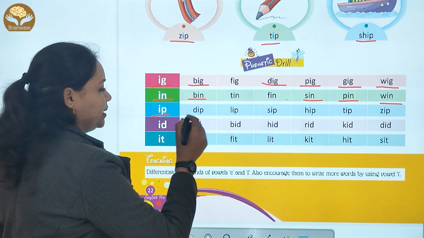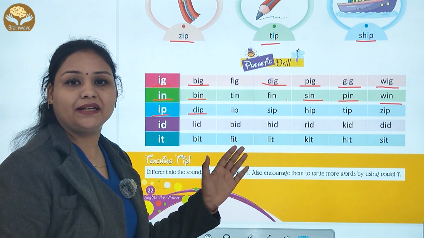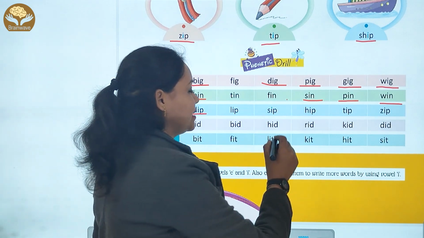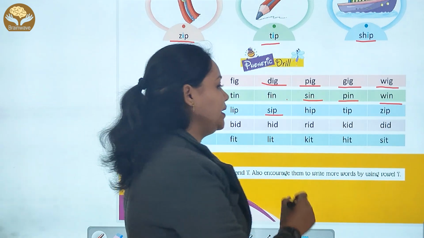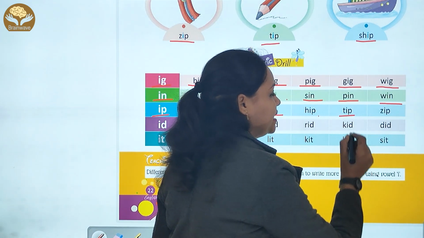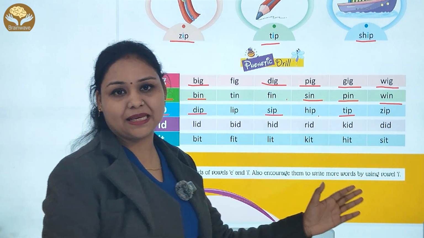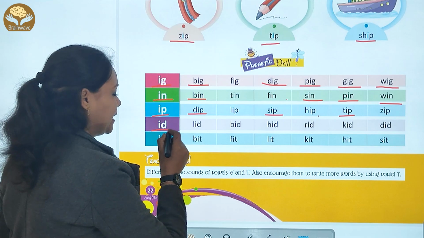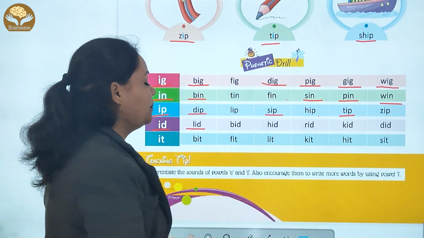Next, I-P. D-I-P, dip. L-I-P, lip. S-I-P, sip. H-I-P, hip. And T-I-P, tip. Z-I-P, zip. Next, I-D. L-I-D, lid.